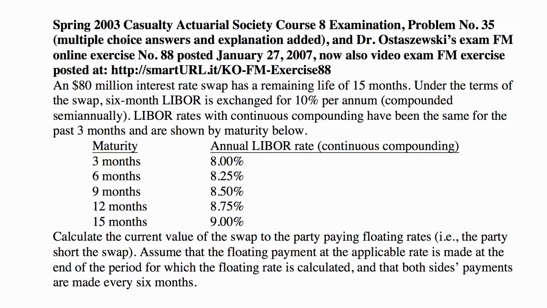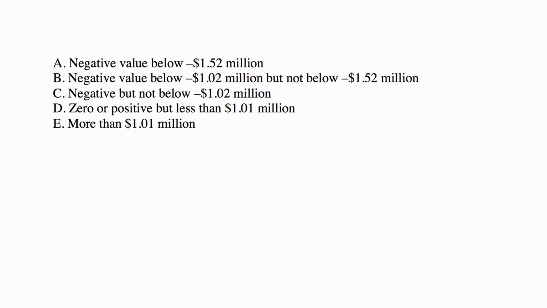Assume that the floating payment at the applicable rate is made at the end of the period for which the floating rate is calculated, so the settlement is in arrears, and that both sides' payments are made every 6 months. Here are the possible answers, so you can see that it's possible that the value of the swap to this party could be negative or positive, and we need to figure out which one it is. Well, 5 possible choices.